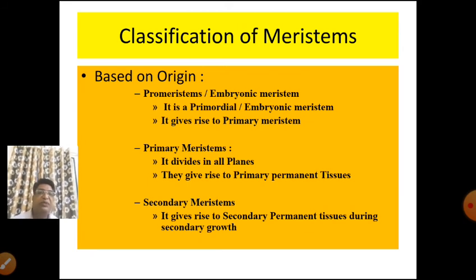These primary meristems, they can divide in all the planes, and they give rise to primary permanent tissues. For example, apical meristems come under primary meristems. Third type is secondary meristem. These arise after the primary growth of plant is completed. Secondary permanent tissues are developed from these secondary meristems. Cambium and cork cambium is an example of secondary meristem.